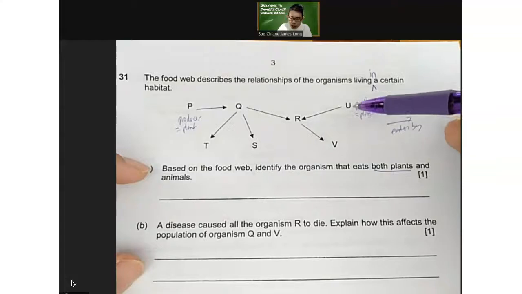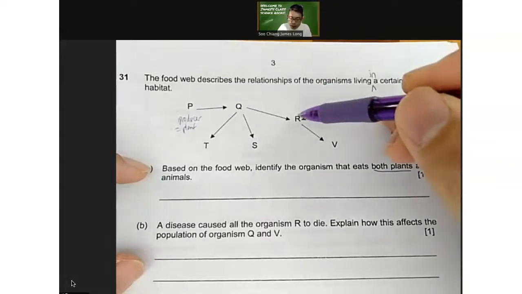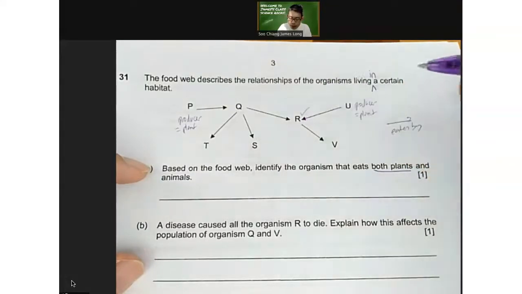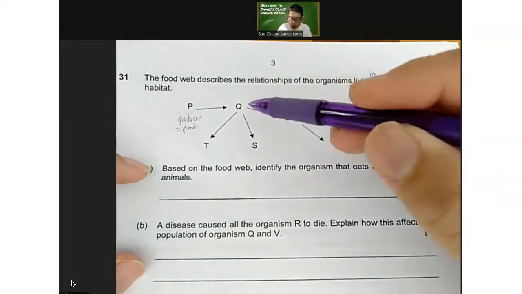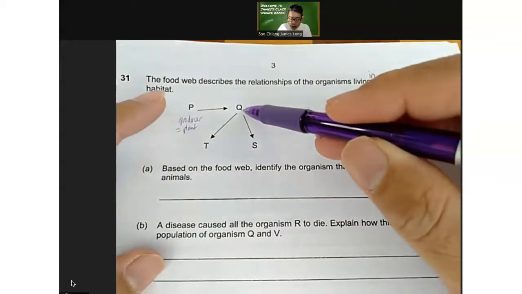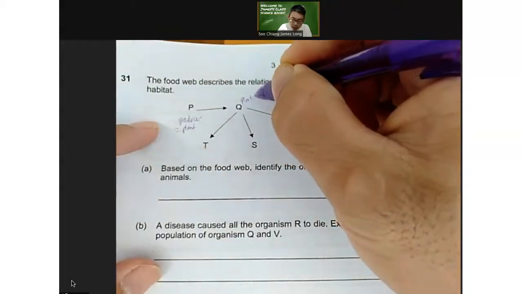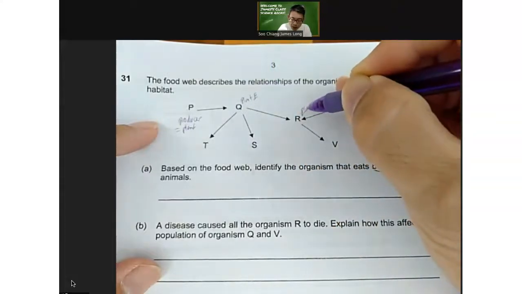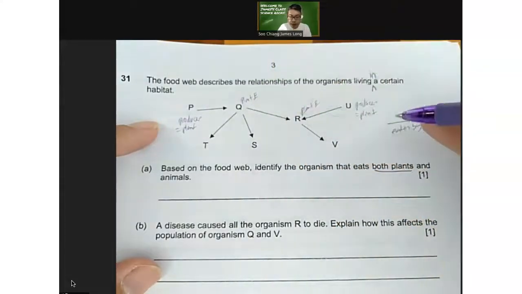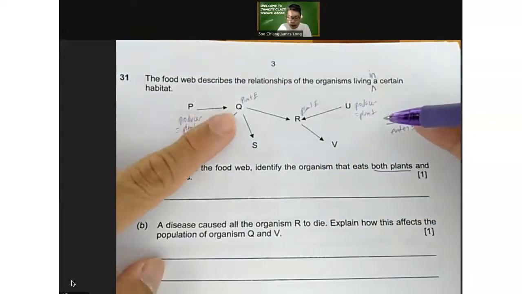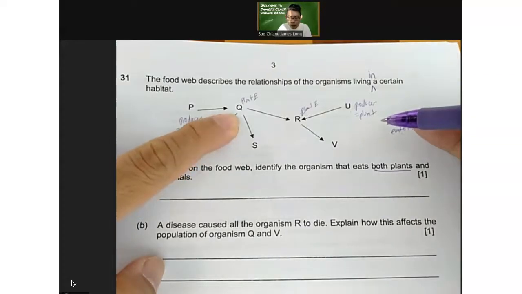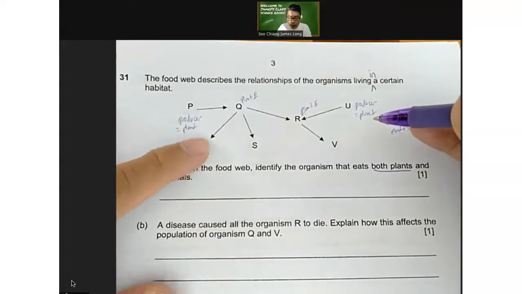Now, U is eaten by R. Right? So R is a plant eater. And Q eats P. Q is also a plant eater. Does Q eat any other animals? No, it does not. Q is eaten by T, eaten by S.